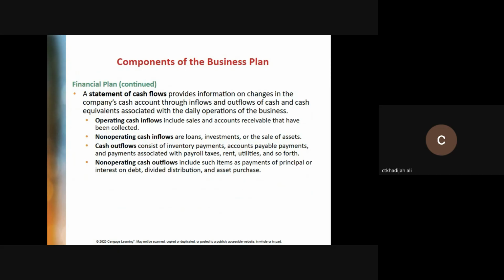A statement of cash flow must be provided in this section because it provides information on changes in the company's cash account through inflow and outflow of cash and cash equivalent associated with the daily operation of the business. There are operating cash inflow, non-operating cash inflow, operating cash outflow, non-operating cash outflow. So there are two types of inflow, two types of outflow. What is operating cash? What is non-operating cash?